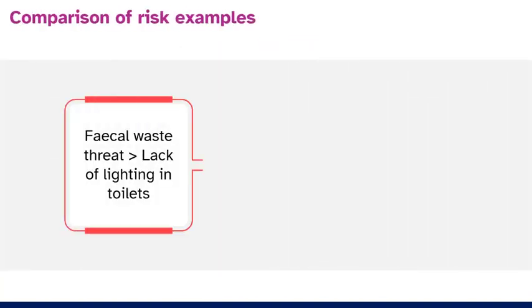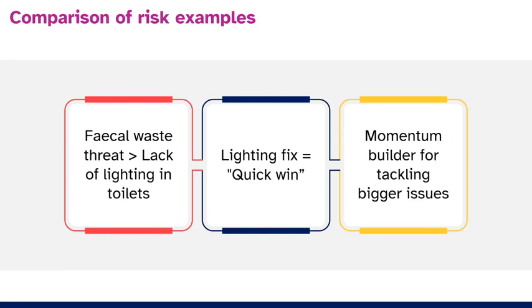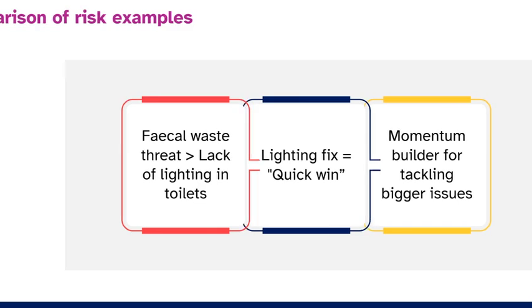Based on the risk assessment, the fecal waste problem poses a larger threat than lack of lighting in the toilet, especially if the facility does not usually serve clients at night. However, it may be easier or quicker to fix the lighting as an example of a quick win. By fixing this problem, it can build momentum and encourage the facility to tackle more difficult issues like the safe management of fecal waste. In the next module, we'll focus on planning improvements.